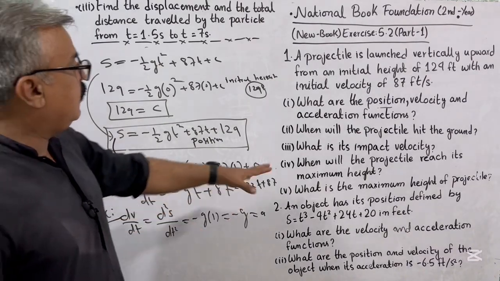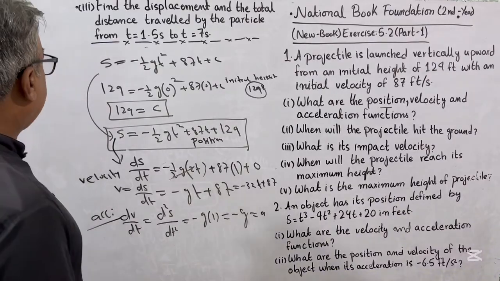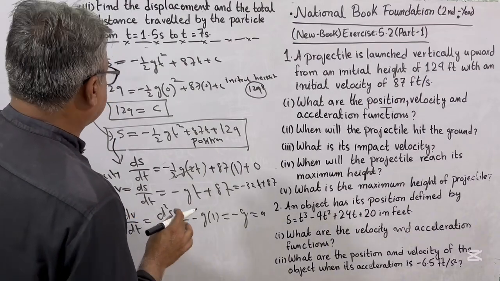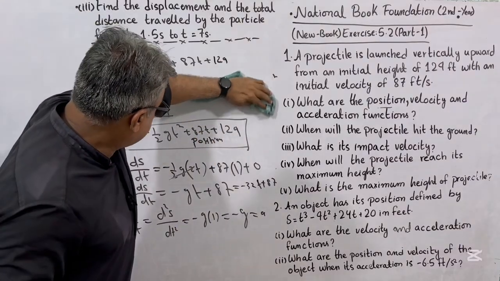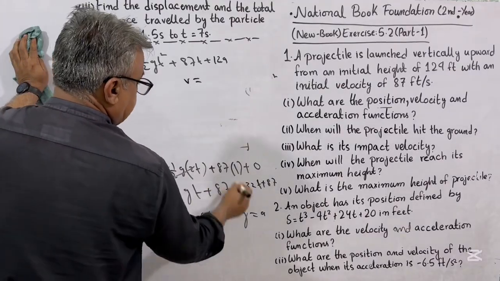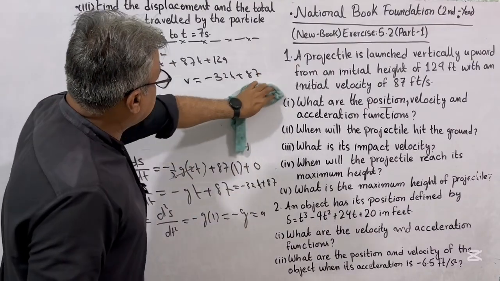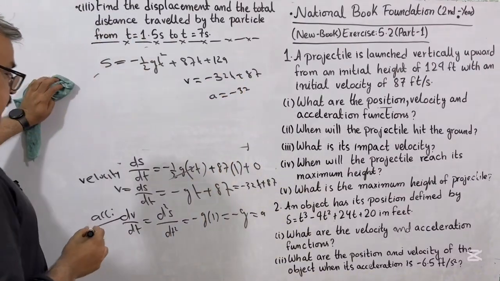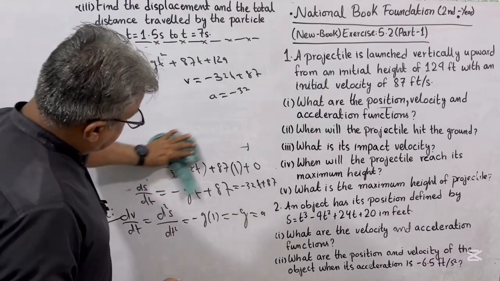Okay, cool. Now we are asked when the projectile will hit the ground and so on. Let me beautify all these equations in one place. We have the constant 129. Let me manage the things for myself. My velocity is minus 32 times t plus 87. And acceleration is no doubt minus 32 feet per second squared. That's my position, velocity, and acceleration.